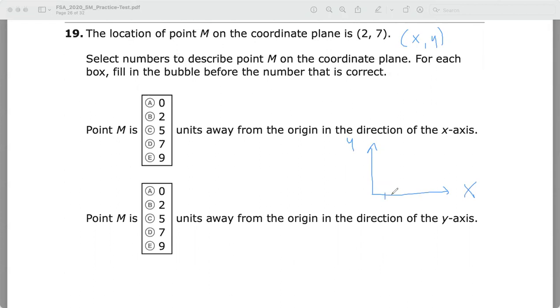So let's say this is 2, and 2, 3, 4, 5, 6. Not drawn to scale. 7. So our point would be over 2, up 7. So it would be 2 along the x-axis and 7 on the y-axis. Just remember x comma y, it's alphabetical order. Yeah, I just said the alphabet song in my head.